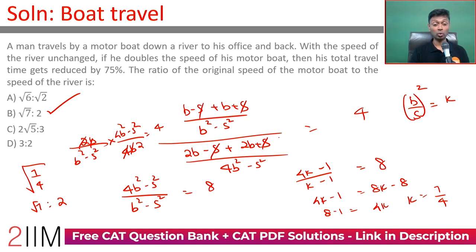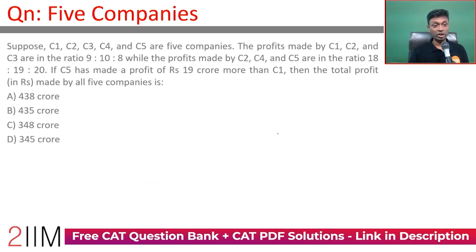Wonderful question, not too complicated, but layers of computation and solving algebra involved. Get some practice into boat and speed idea, this should be through. Suppose C1, C2, C3, C4 and C5 are 5 companies. Profits made by C1, C2 and C3 are in the ratio 9 is to 10 is to 8.